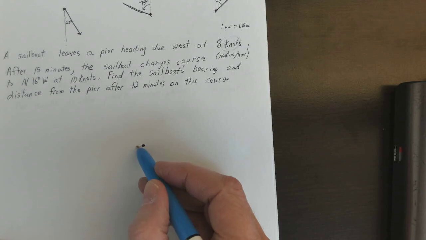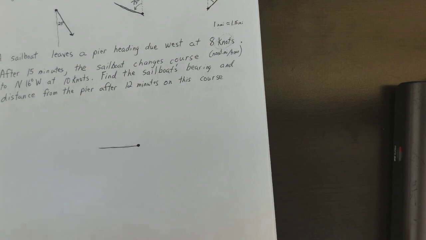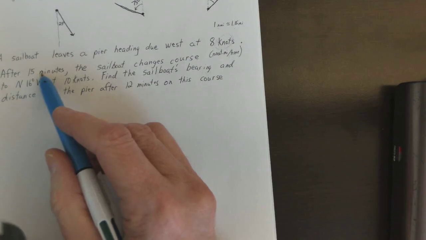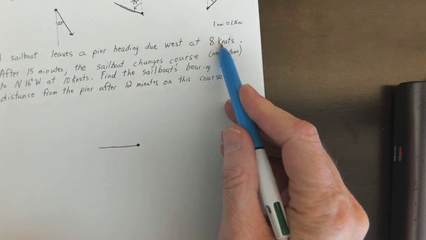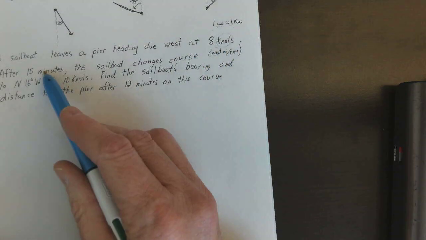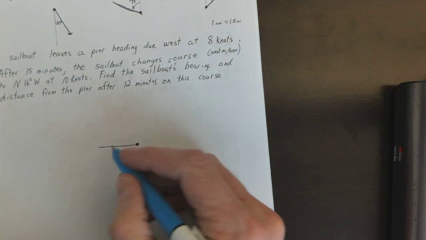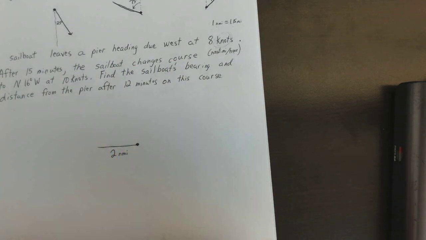So after 15 minutes, let me grab my handy dandy calculator. In 15 minutes, you've gone a quarter of an hour. In 1 hour, you would go 8 nautical miles. A quarter of that, you would go 2 nautical miles. Now, write 2 NMI.